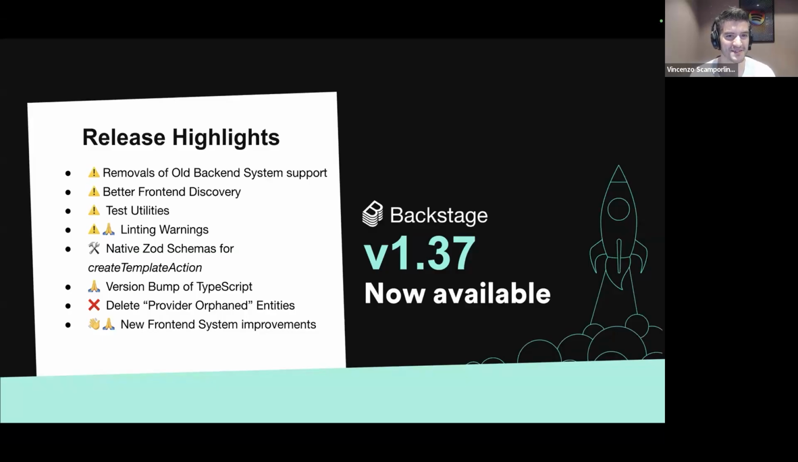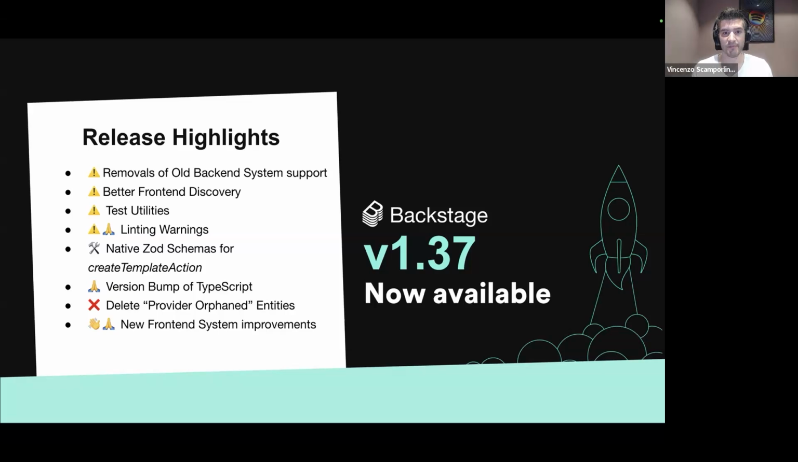Good improvements in this release. These are the main highlights. So first in the list, we have some removals of old backend system support, which has been removed from Hub, Events, Proxy, Search, Tech Docs, and User Settings plugins. So if you have already migrated to the new backend system, that's fine. You don't have to do anything. If you haven't, we encourage you to do so in order to bump these plugins.